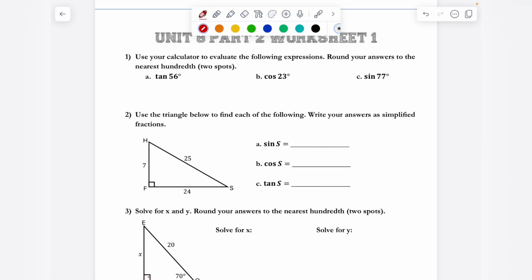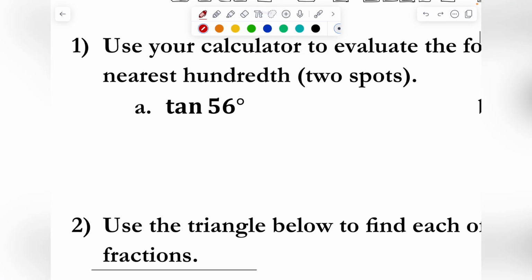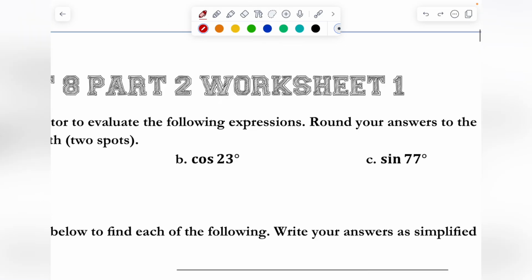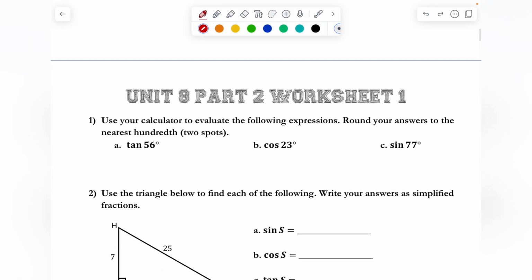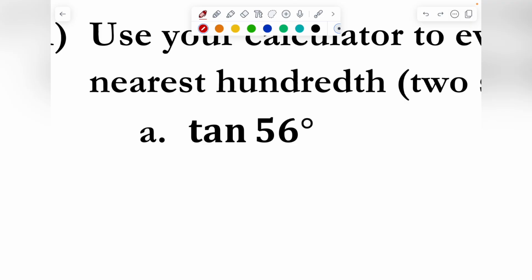So one of the things we talked about was being able to type these trig functions into our calculator. So what we have here is tangent of an angle. When we do sine, cosine, or tangent, we are doing that trig function to an angle. So we have tangent of 56, cosine of 23, and sine of 77. These answers are going to be long decimal answers because what we're calculating is a ratio. So we're calculating the ratio of the opposite side divided by the adjacent side when an angle is 56 degrees.